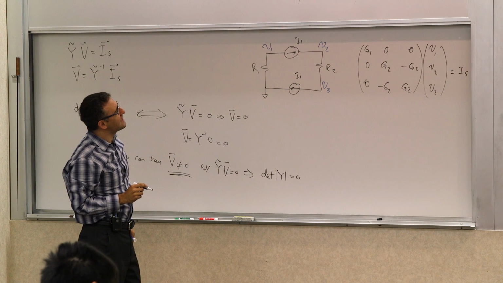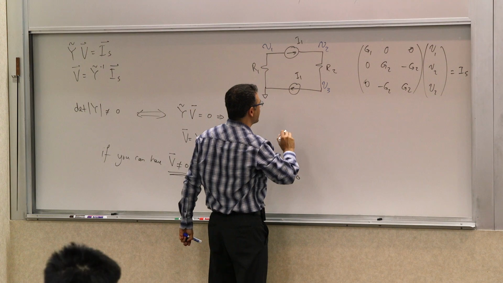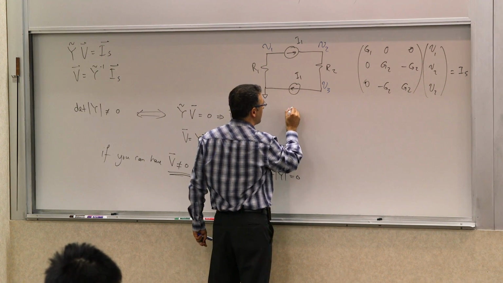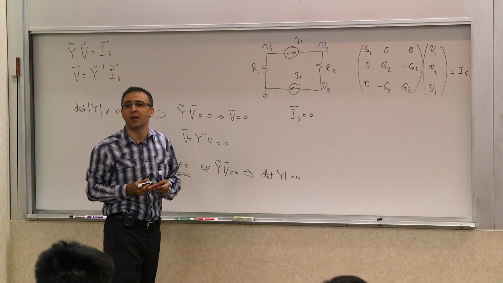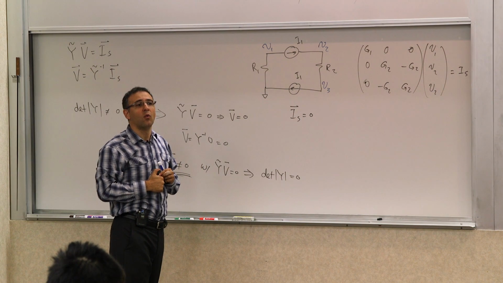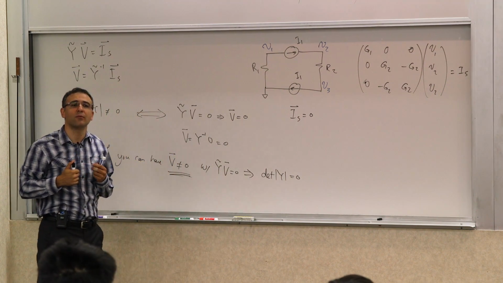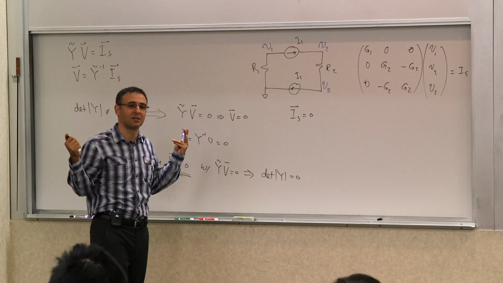So now let's see. First of all, let's look at this from a physical standpoint. If I set all the stimuli to 0, in other words, if I set the IS vector to be 0, it means that I have nulled all my independent sources. What does it mean to make a voltage source 0? What do you turn it into? We talked about this last time.